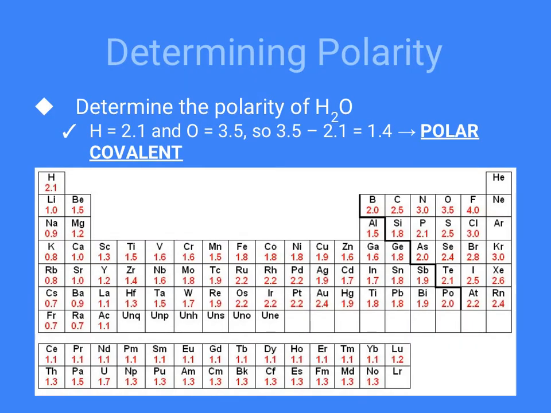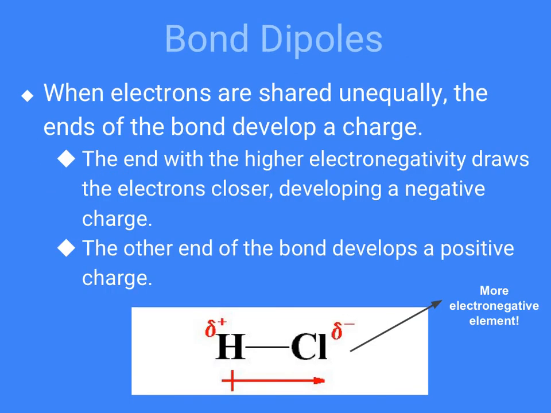So for this one, we got H2O, hydrogen 2.1, oxygen 3.5. We get a difference of 1.4. If you look back at your ranges, always refer back to your ranges, that would be considered polar covalent because oxygen has a much higher electronegativity than hydrogen. So there's another way that we can show this visually. We can show that the electrons are being shared unequally, and we can know they're being shared unequally based off of our electronegativity differences.